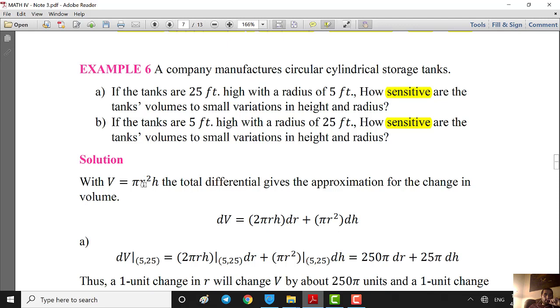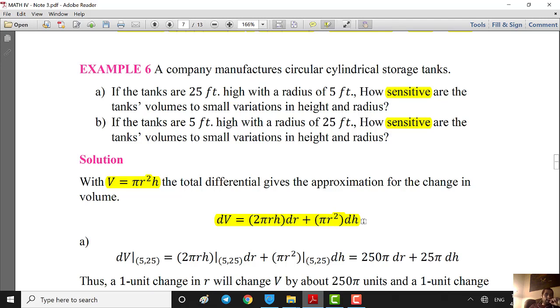By knowing that the volume of these tanks can be calculated with the formula V equal to pi R squared H, the total differential gives the following approximation for change in volume: dV equal to partial V over partial R dR plus partial V over partial H dH, which is 2 pi R H times dR plus pi R squared times dH.